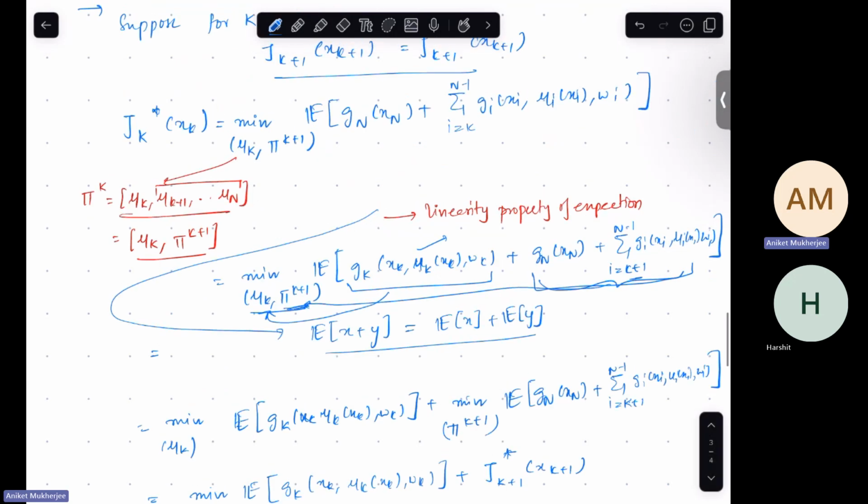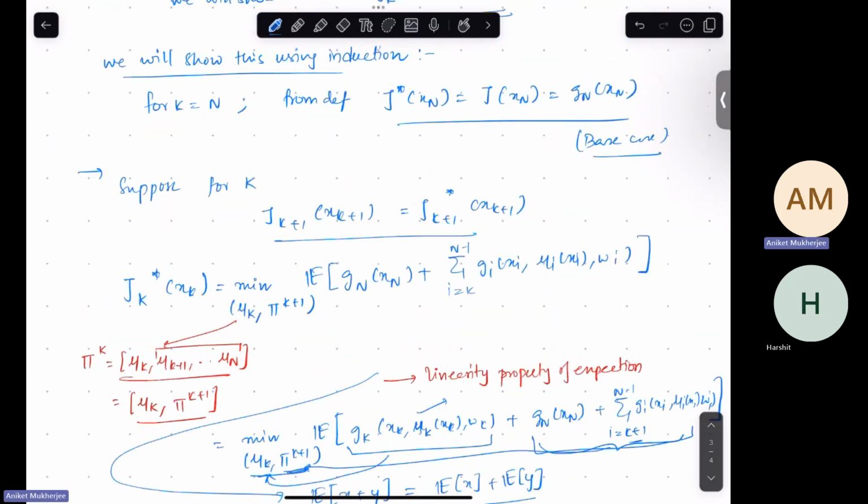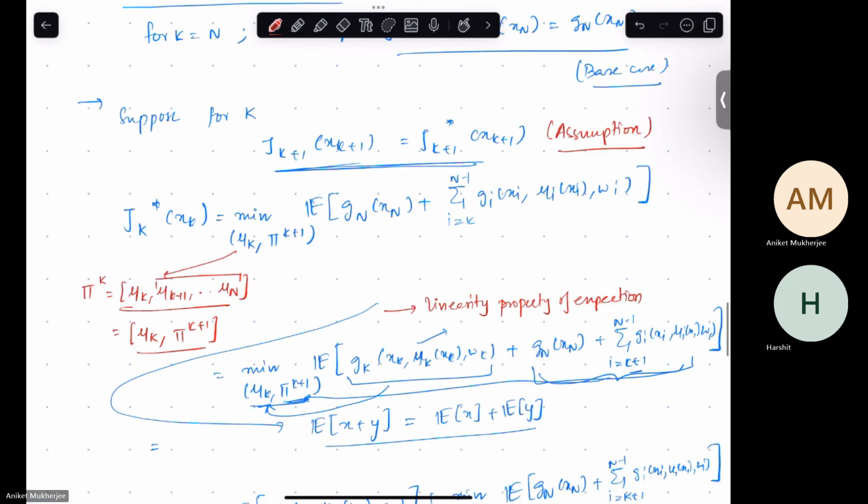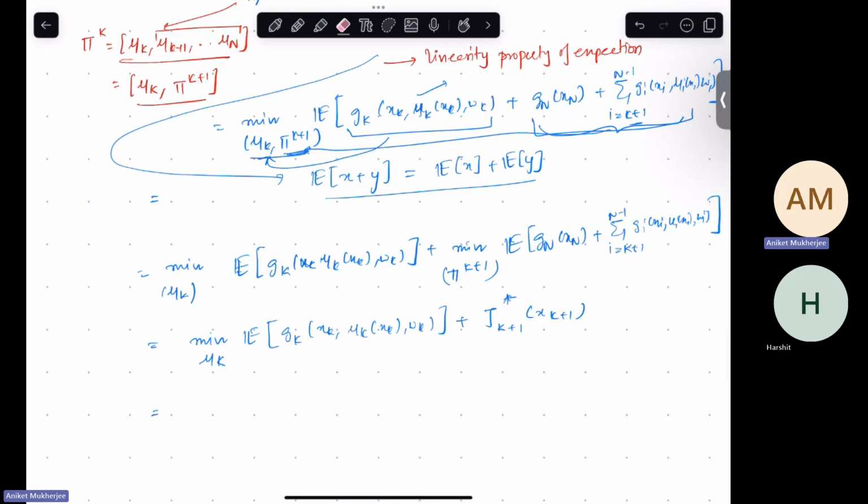But we have the induction proof, we had assumed this to be true. This is an assumption that we had made. So under the assumption that this is true, I can write this as min over uk of the expectation of gk(xk, uk, wk). You can bring this inside because it doesn't matter now.